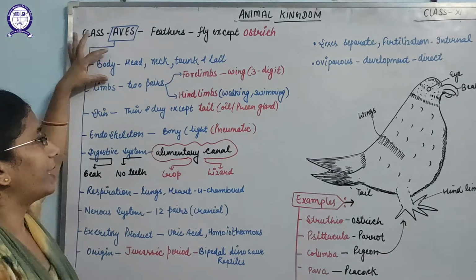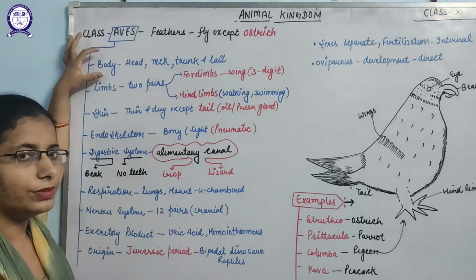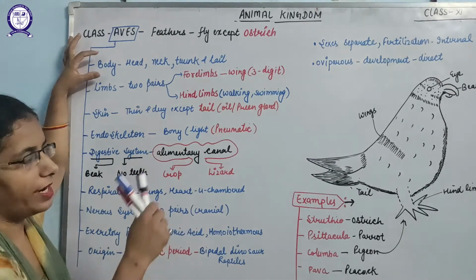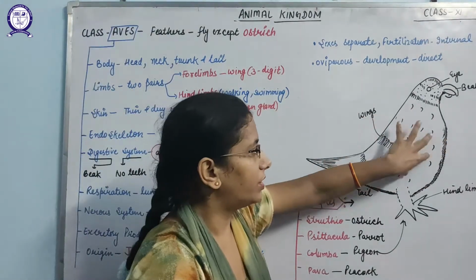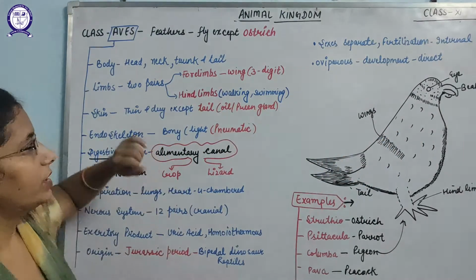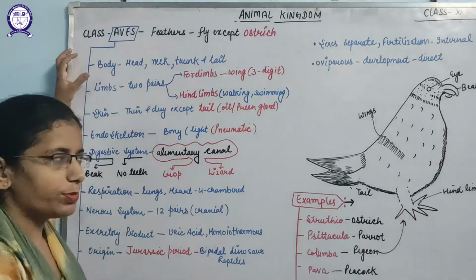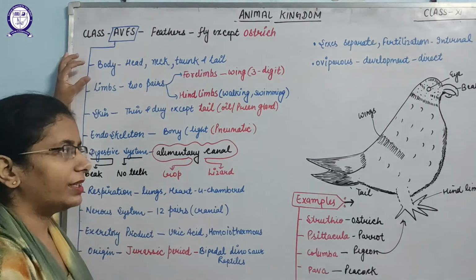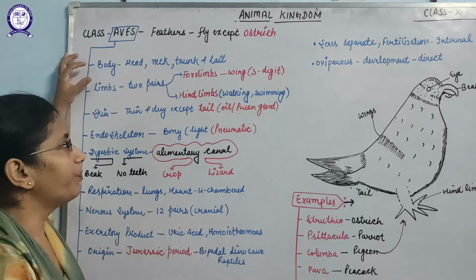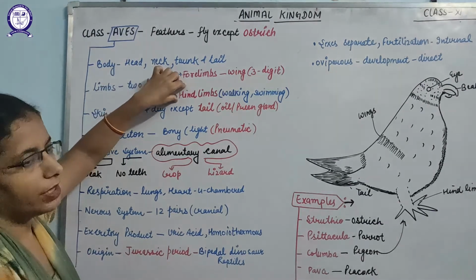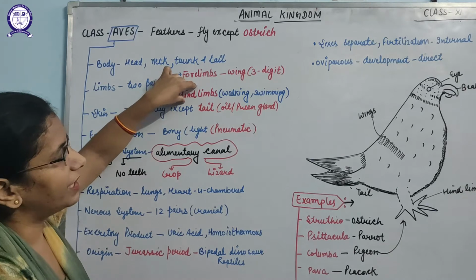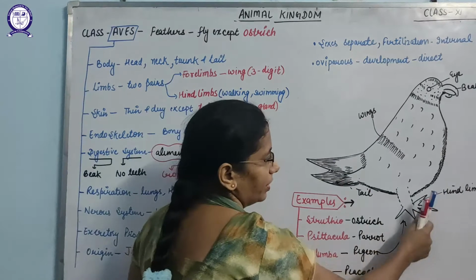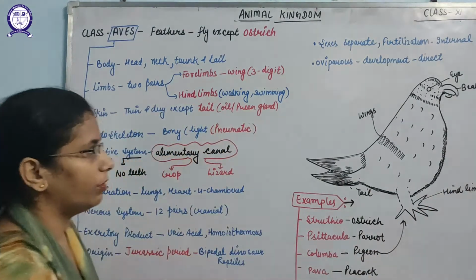If we discuss the characteristics, birds come under the class Aves, and the body is divided into 4 parts: head, neck, trunk and tail. They have 2 types of limbs, forelimbs and hind limbs. Forelimbs have 3 digits and can be modified into wings, and hind limbs help in walking and swimming. So I have drawn the diagram here, also mentioning the hind limbs that help in swimming and walking.